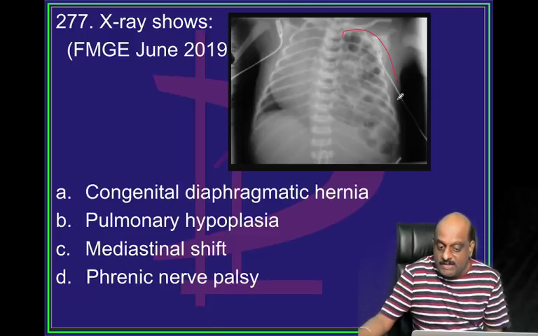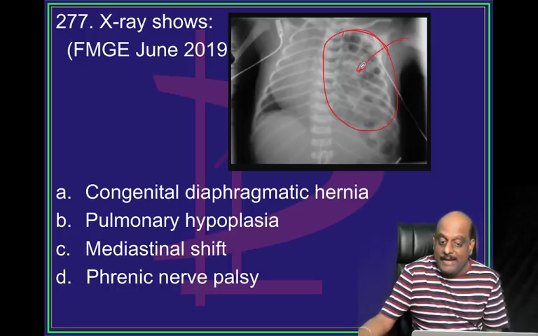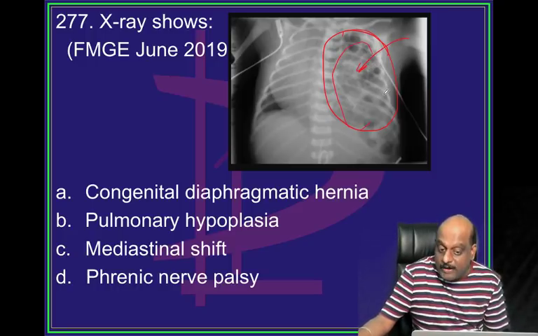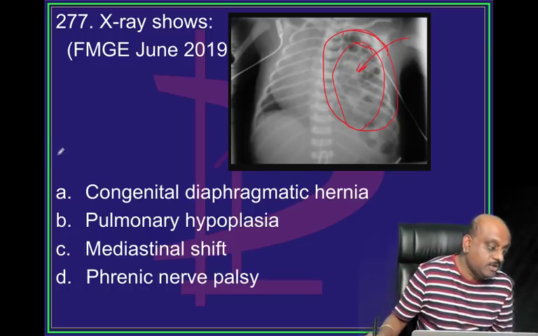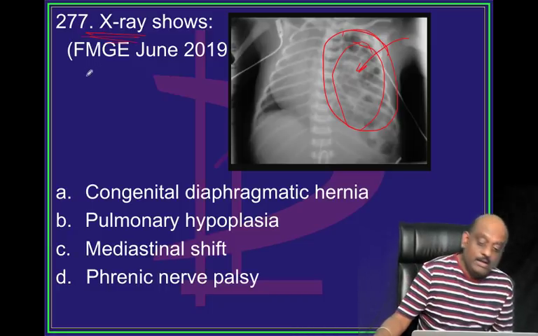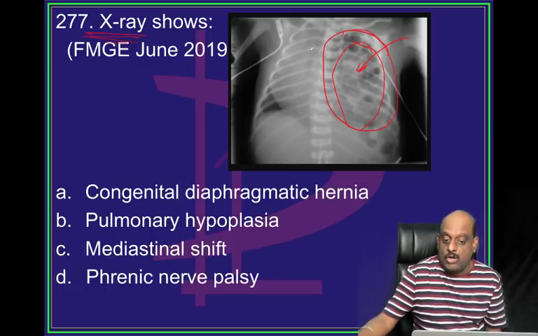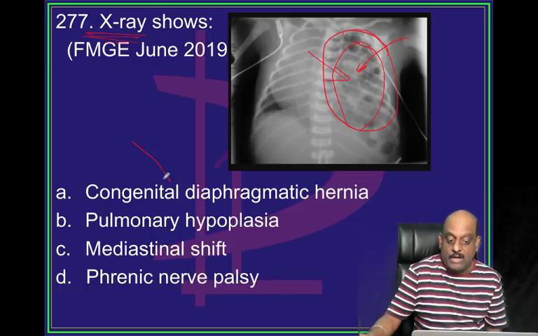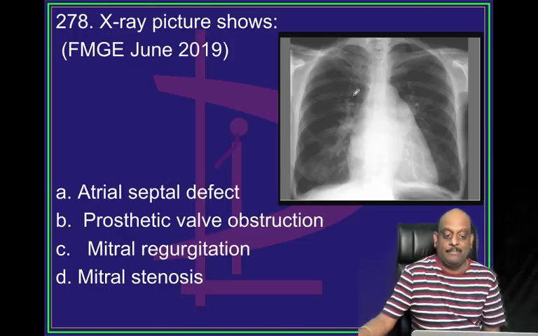What does this X-ray show, doctor? There is a lot of air containing gut occupying the hemithorax. So what is this, doctor? This X-ray is suggestive of abdominal gut having gone into the thorax. So congenital diaphragmatic hernia is what you need to remember.